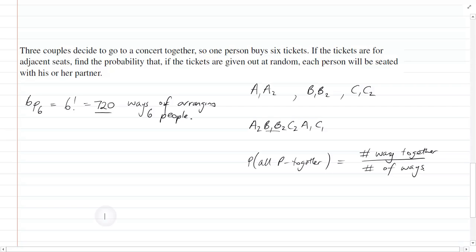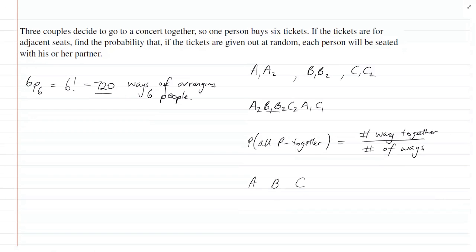Then we have the top, which is the number of ways of getting those people together. This is where things get a little bit trickier. But let's consider those couples as one entity. Let's consider that we actually have A, B, and C. If we have A, B, and C, we just need to think about how many ways there are of ordering A, B, and C.